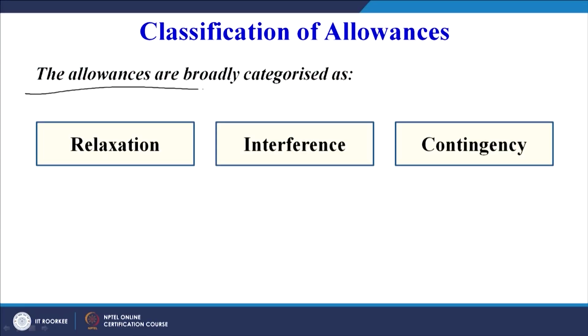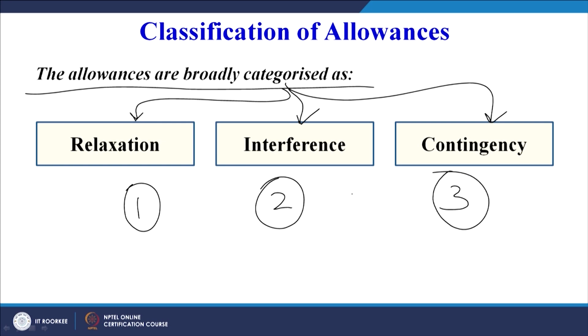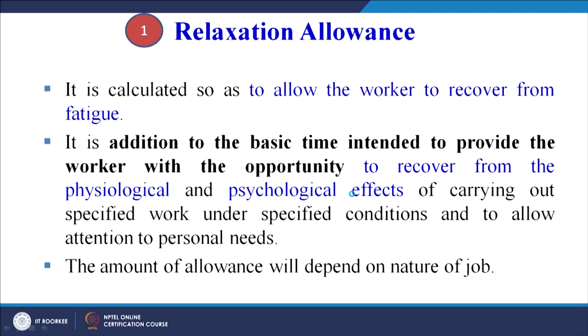Now, classification of allowances. We can see the allowances are broadly categorized as relaxation allowance, interference allowance and contingency allowance. So, three broad categories are there for the allowances, and each one of these we will try to understand now. First one is the relaxation allowance. The relaxation allowance is calculated so as to allow the worker to recover from fatigue, which has already been highlighted in today's discussion. It is in addition to the basic time.